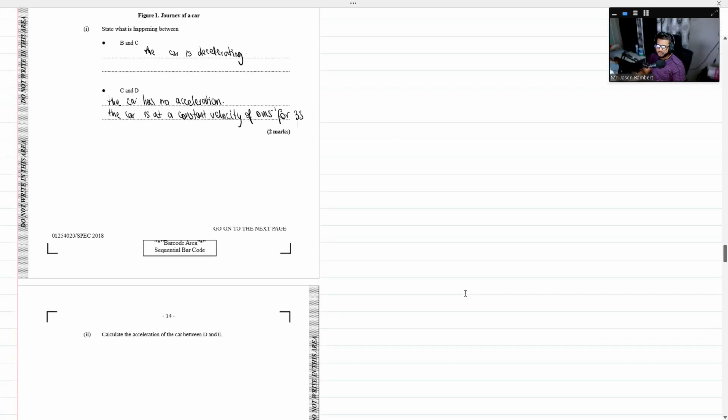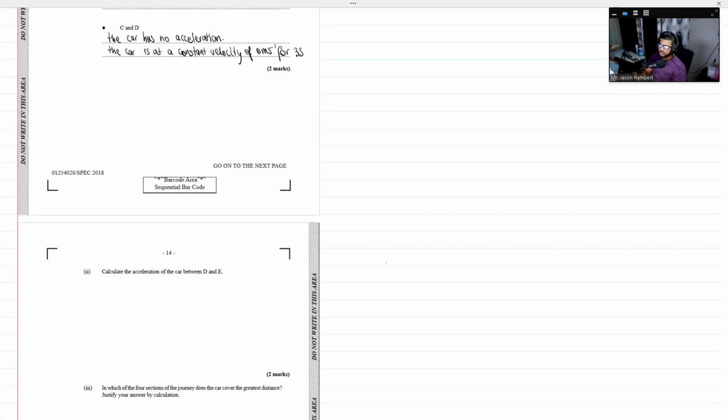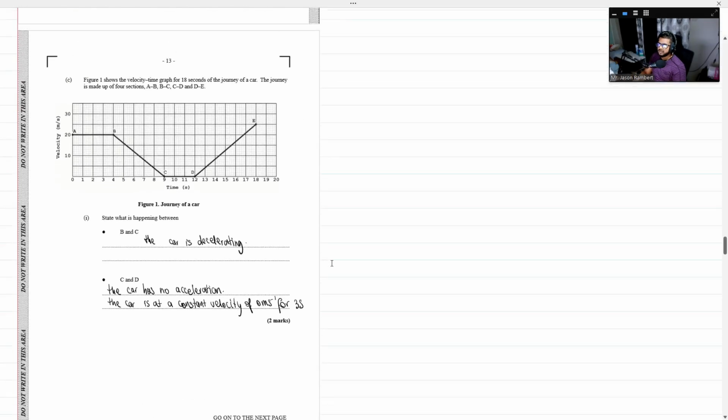Calculate the acceleration of the car between D and E. Between D and E, acceleration is going to be equal to the gradient. So acceleration is equal to the gradient of DE, which is equal to, you could go rise over run, or vertical distance over horizontal interval, which is equal to, my vertical distance here is going to be this vertical distance here, which is 25 if the thing is drawn to scale.